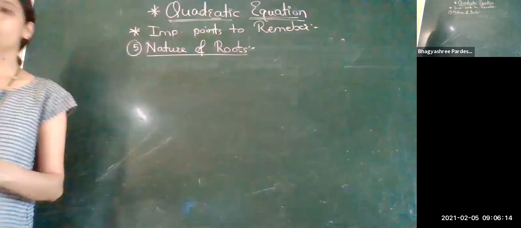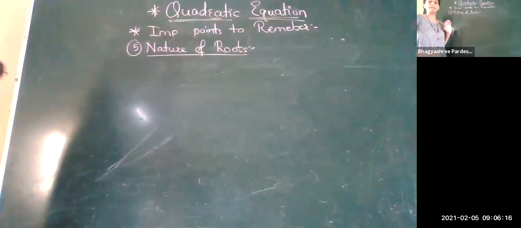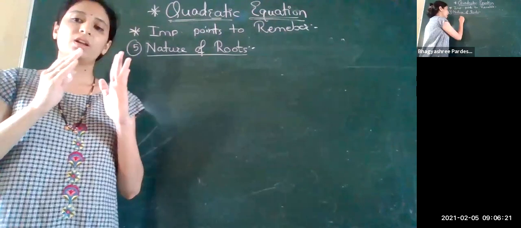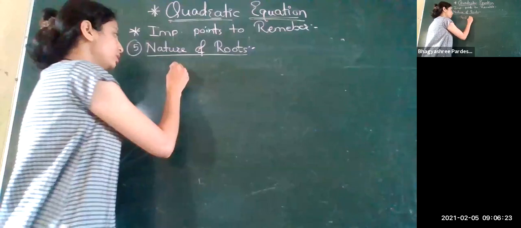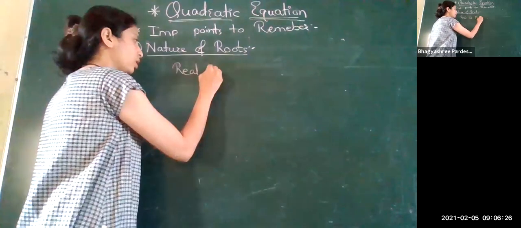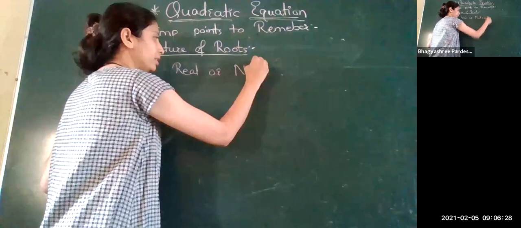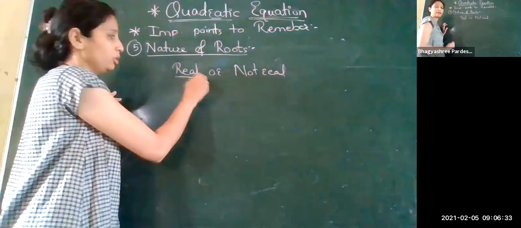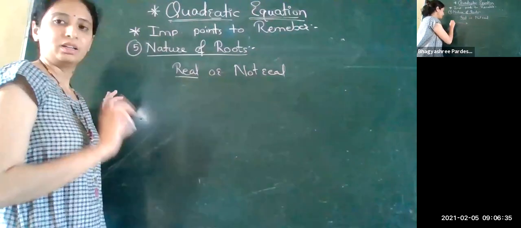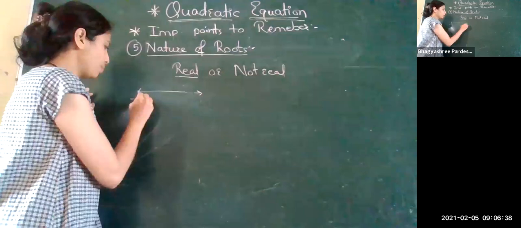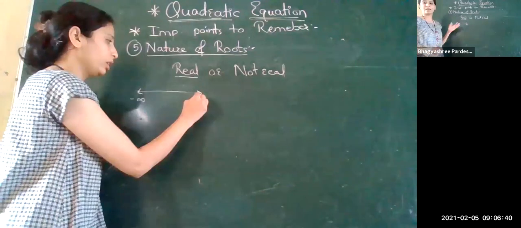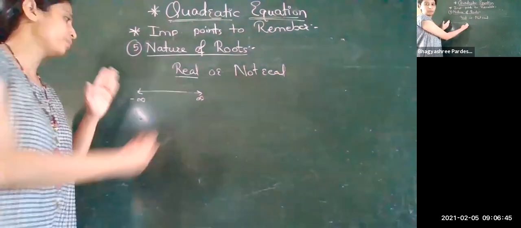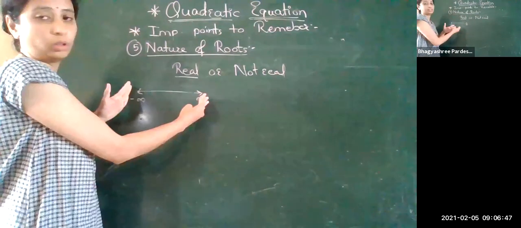Nature of roots. What is meant by nature of roots? Simply, nature means we have to see whether the roots are real or unreal, or we can say not real. Real, you know very well, means all the numbers present on a number line, from minus infinity to plus infinity: 0, 1, -1, half, point, all the numbers which come on a number line. We say that they are real numbers.